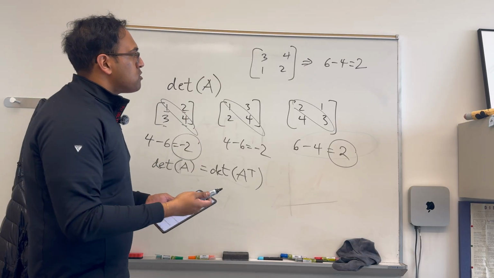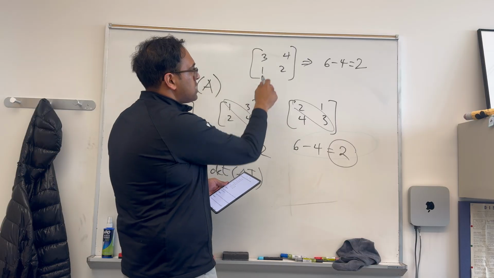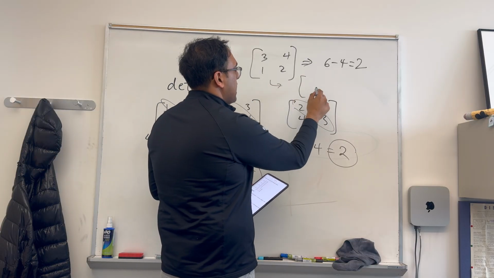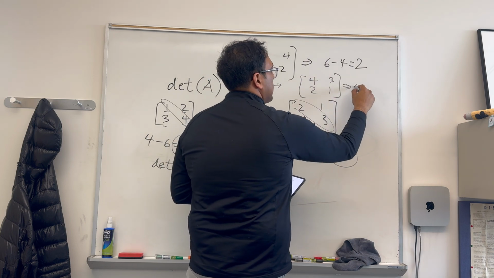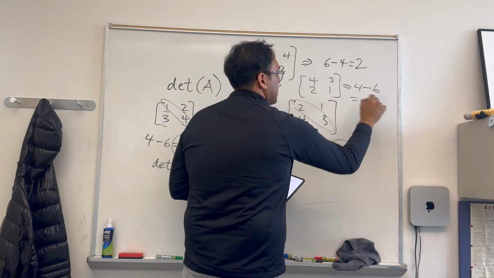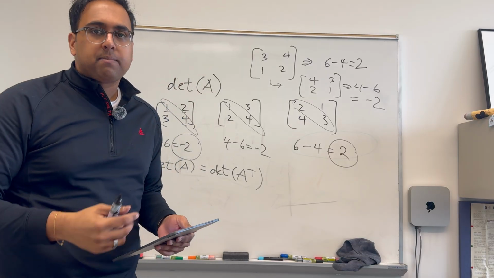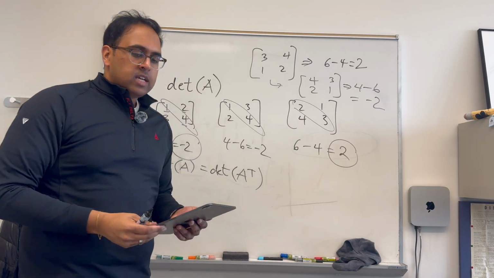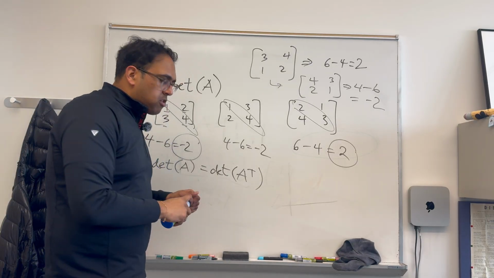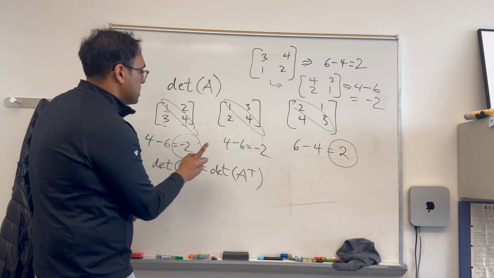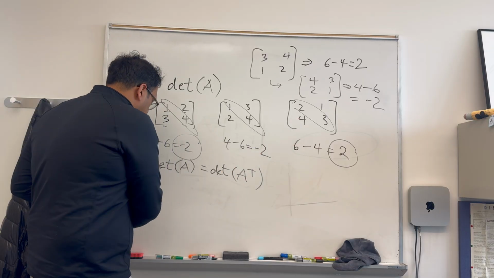Now, if you do both of those swaps, so if I swap the rows to get here, and then swap the columns again to get 4, 2, 3, 1, the determinant is back to being 4 minus 6, which is negative 2. So if you make multiple swaps, the determinant gets multiplied by negative 1 multiple times. So that's a little bit of 2 by 2 determinant math for you.